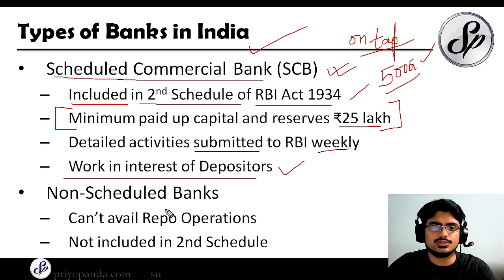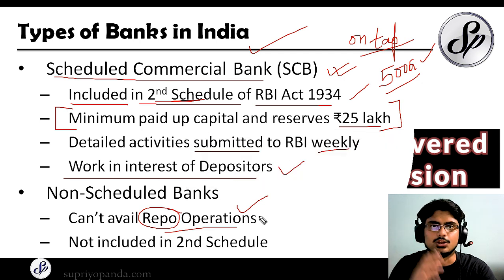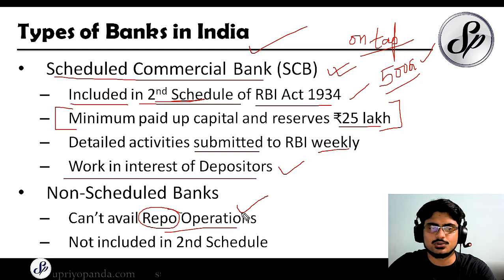Then coming to the non-scheduled banks. Just remember, very important, that they are of course not in the second schedule of the Reserve Bank of India. That is a no-brainer. Also, they cannot avail the repo operations, the repurchase agreement operations. So the short-term loans that the Reserve Bank of India gives to the scheduled commercial banks for their liquidity mismatches cannot be taken by the non-scheduled banks. That is very important to remember, and of course they are not included in the second schedule.